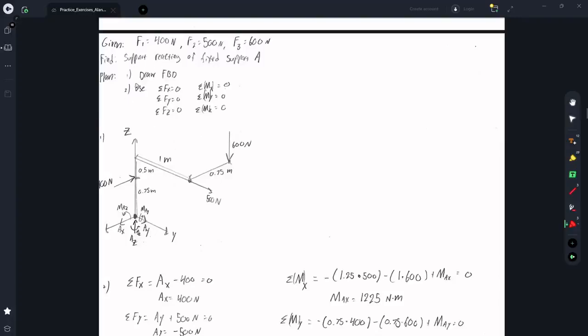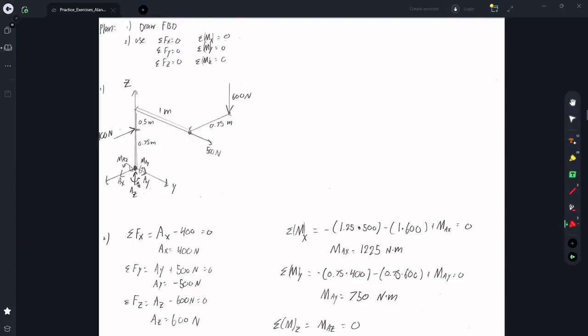Our plan is to first draw a free body diagram like always, and then use the 6 equations of equilibrium for 3 dimensions that we have, which are the sum of the forces in the x, y, and z directions are equal to 0, and then the sum of the moments about the x-axis, the y-axis, and the z-axis are all equal to 0 as well.